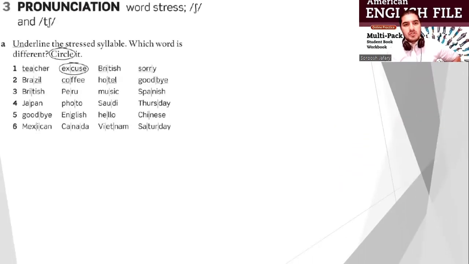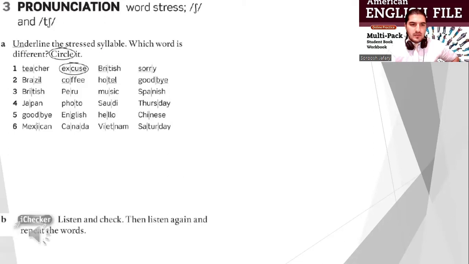Okay, pronunciation. Stressing. Now, underline the stressed syllable. Which word is different? For example, teacher. Excuse. British. Sorry. Okay. Now, answer with your partner. Okay, very nice. I want you to listen and check.